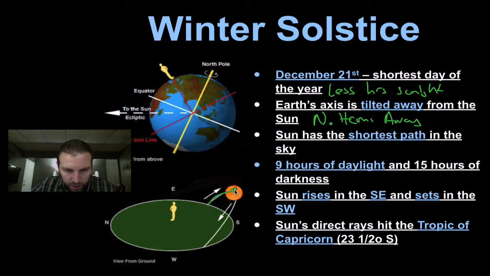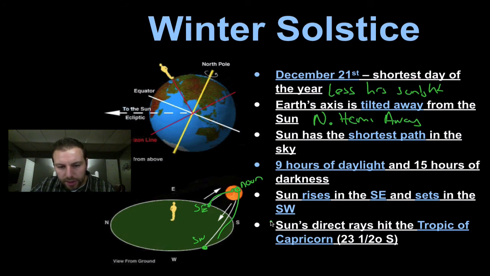It goes up, rises to noon, and sets. Notice that it rises southeast and sets southwest. Here are our points right here. Good little diagram to copy. 9 hours of daylight, 15 hours of darkness. Reverse of the summer. And the sun rises in the southeast, sets in the southwest, like we said.